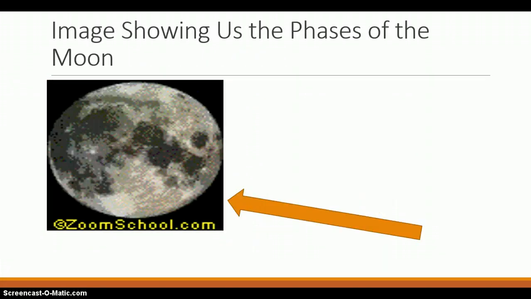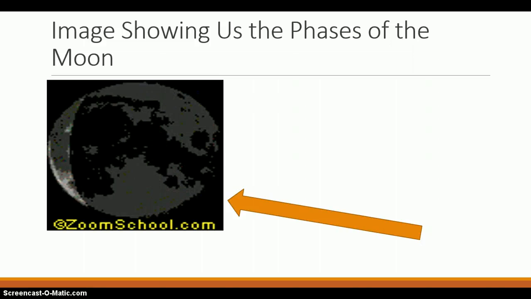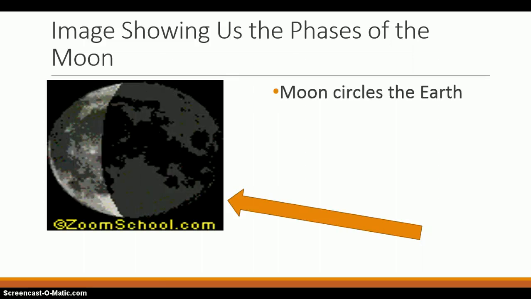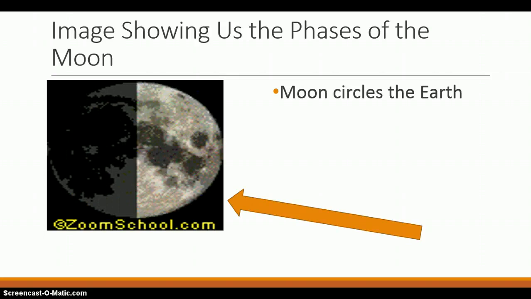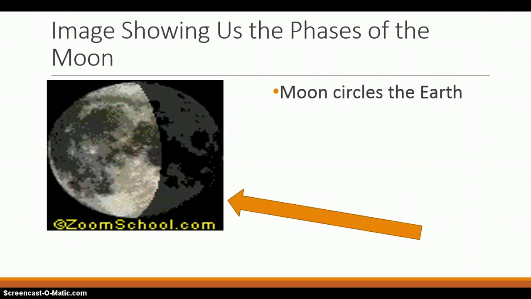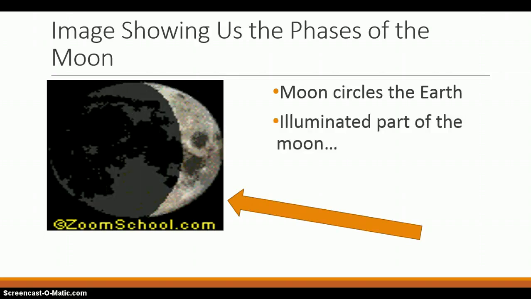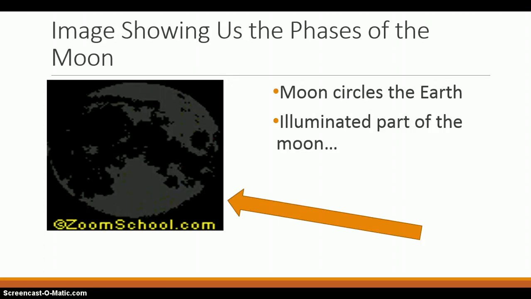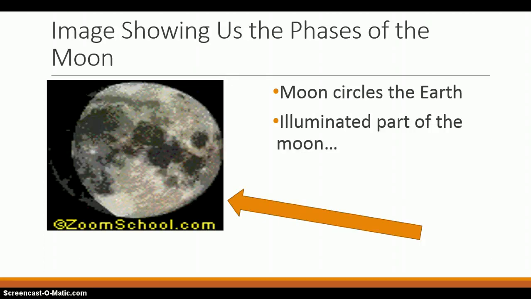This is just an image showing us the different phases of the moon. This is how the moon circles around the Earth. The shape of the moon appears to change. This is different because different amounts of illuminated light are facing the moon.